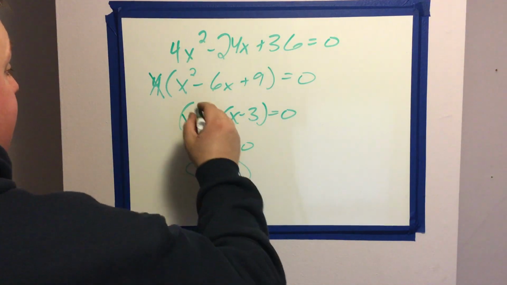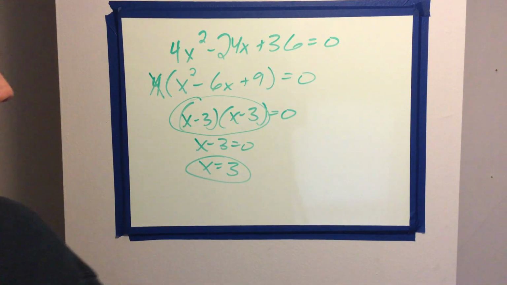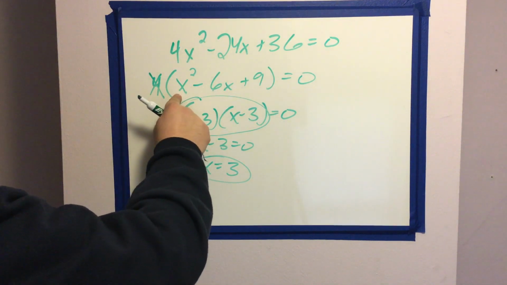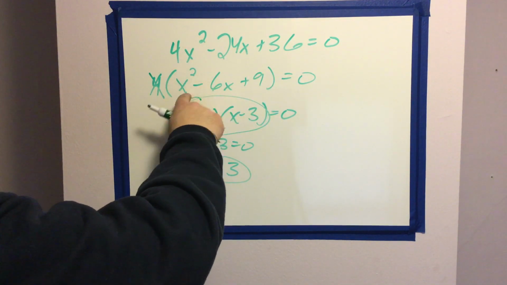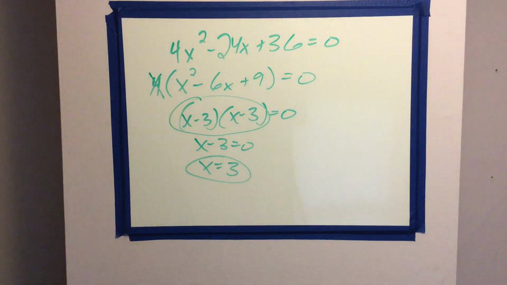Now, if you did notice, this is a perfect square trinomial. That's a perfect square, that's a perfect square, and that is 2 times a times b. So it is a perfect square trinomial.